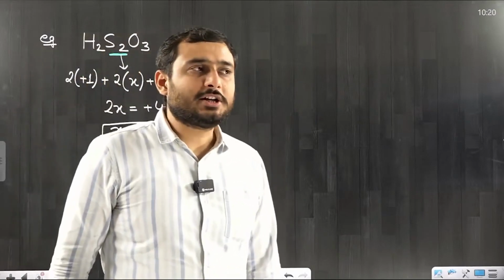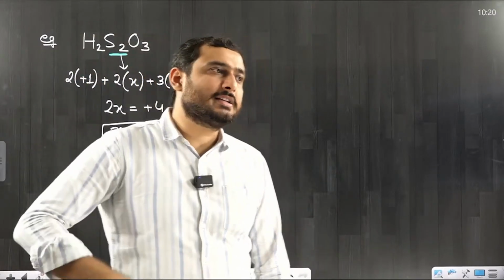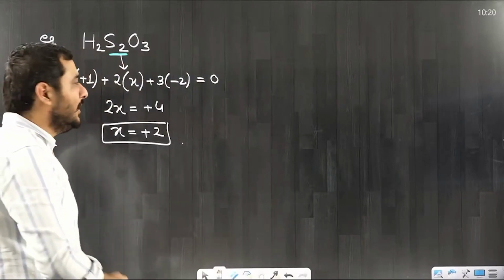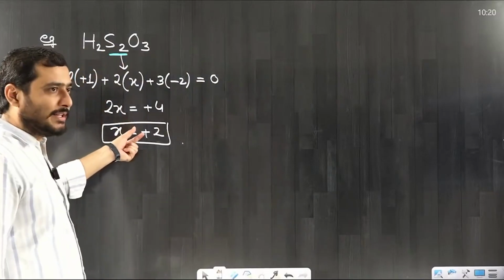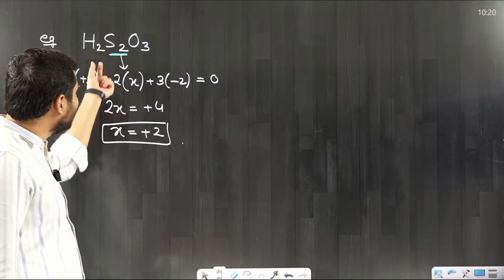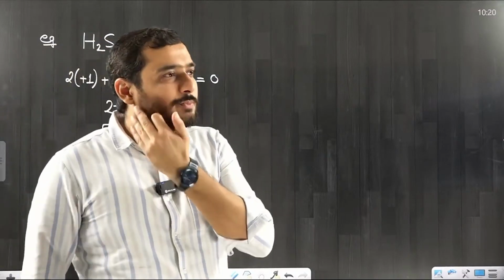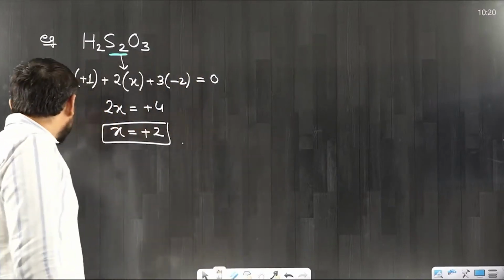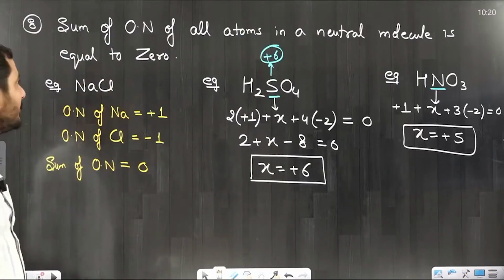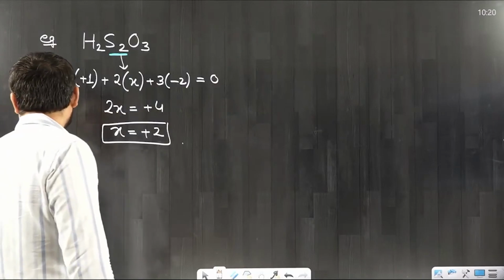So what is the oxidation number of sulfur in this compound? It is plus 2. Okay. So remember in this case that if 2 sulfur are given, we have to write 2 times of x. So x will come out how much? It is plus 2. So this is for which molecule? Neutral molecule. Now let us take the next point, for charged species, that is polyatomic ion.